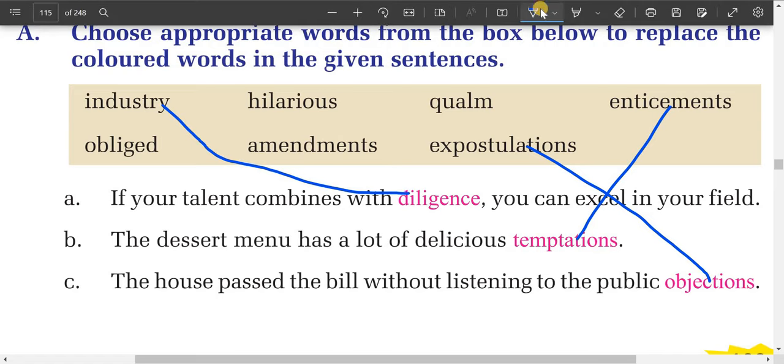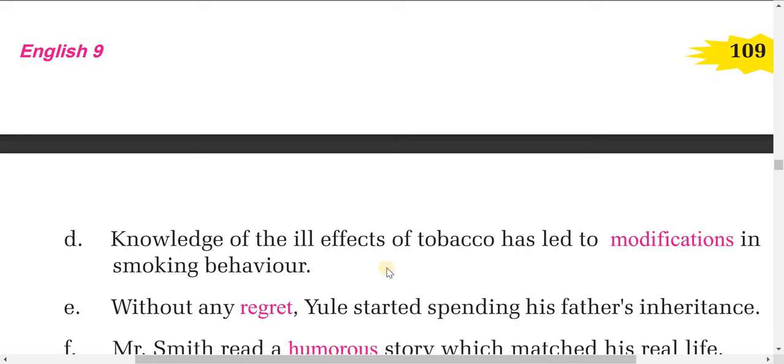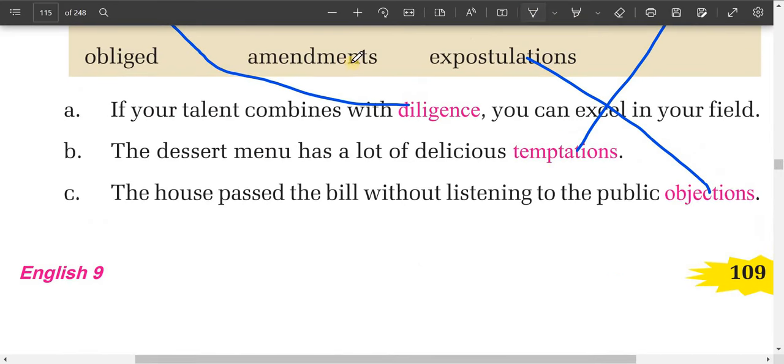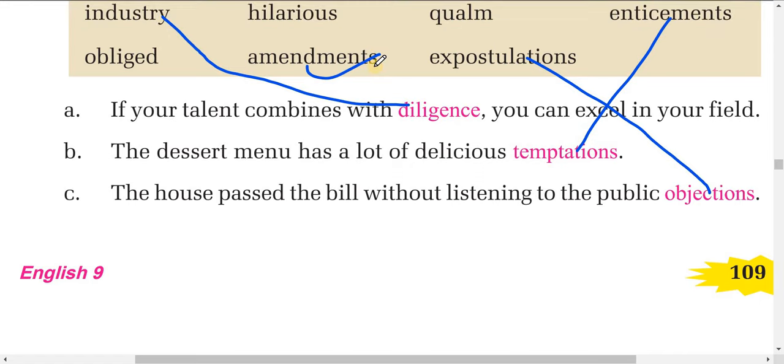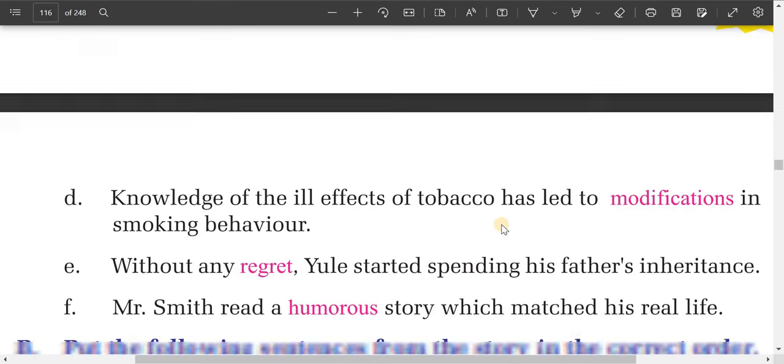Next is, see here, knowledge of the ill effects of tobacco has led to modification in smoking behavior. So here, in place of modification, we should write amendments, dear students. So this is for D. Amendments, the similar word for modification is amendment.